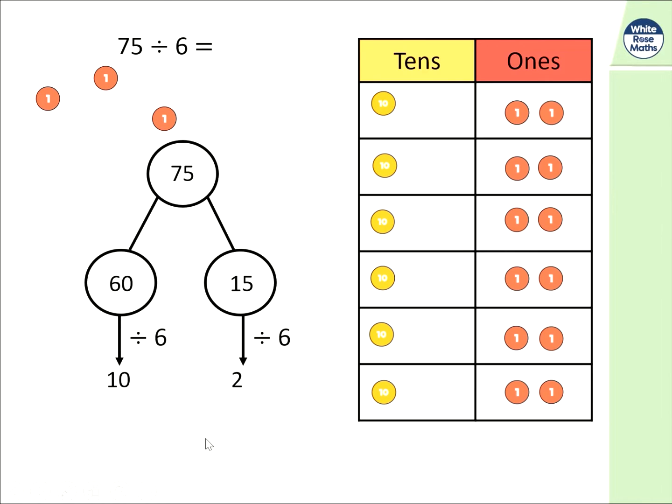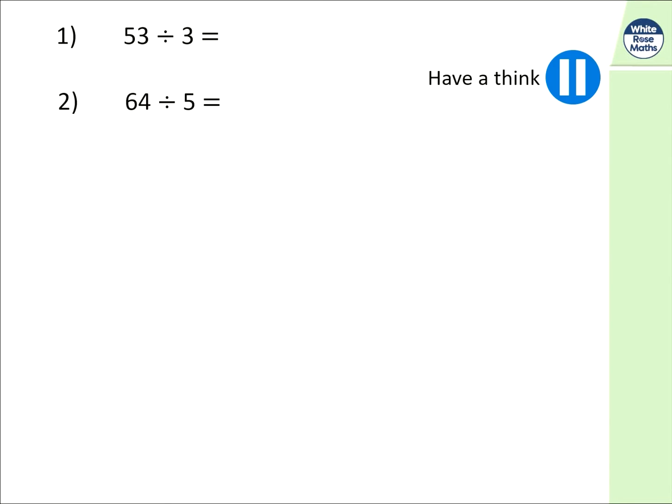Remember, we're looking at remainders today. So we have 2 remainder 3, because 6 times 2 gives you 12, and the remainder that you need to add on to 12 to get to 15 would be 3. So all we need to do is say 10 plus 2 remainder 3 is 12 remainder 3. Pause the video now and have a go at these 2 questions.